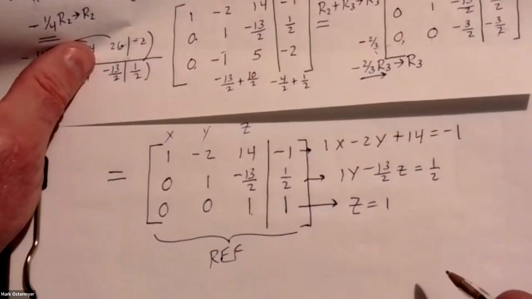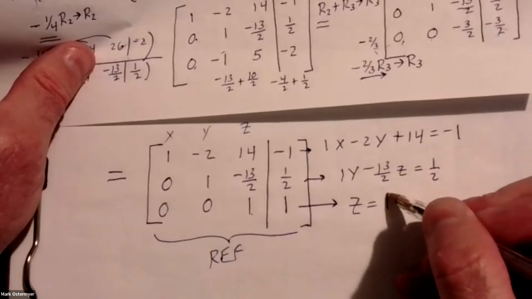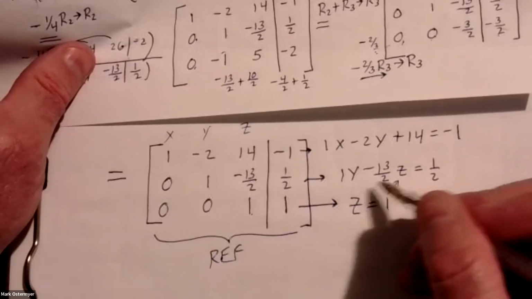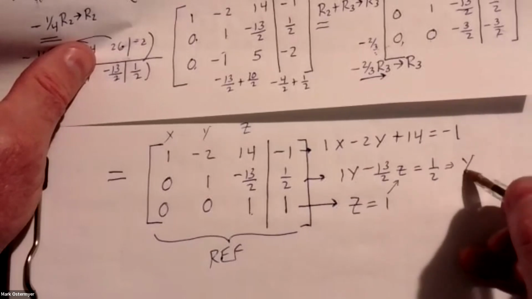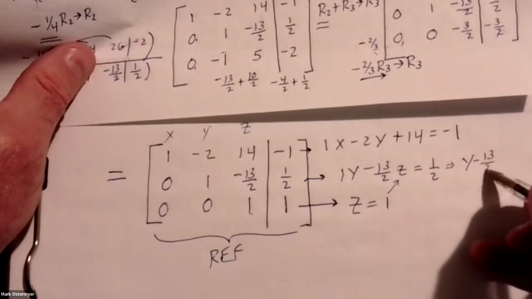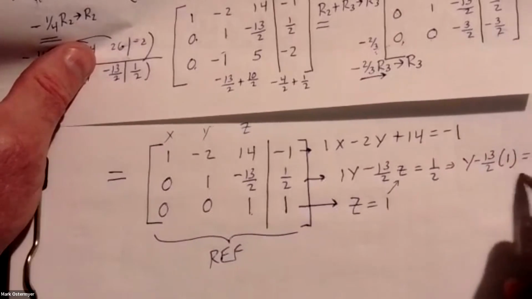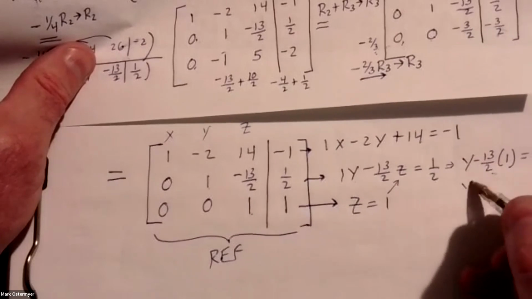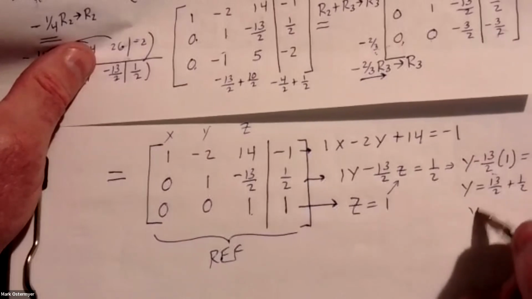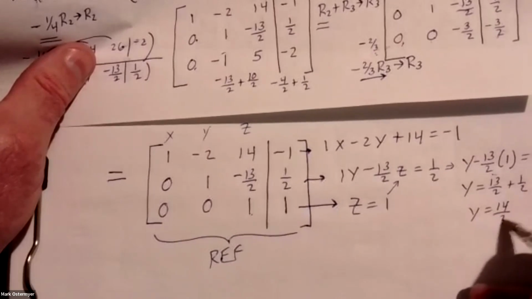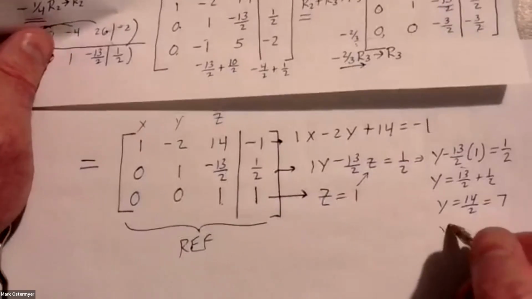Now to recover our ordered triple solution, we just have to back substitute. Knowing z is 1, I back substitute up into the second equation. Now I can solve for y. Hence, my equation becomes y minus 13 halves times 1 equals 1/2. To solve for y, I add 13 halves to both sides. y is equal to 13 halves plus 1/2, which means y is 14 halves, which means y is 7. Ladies and gentlemen, now we know y is equal to 7.